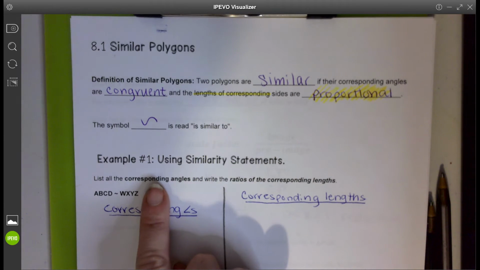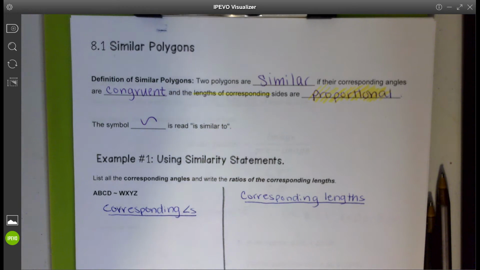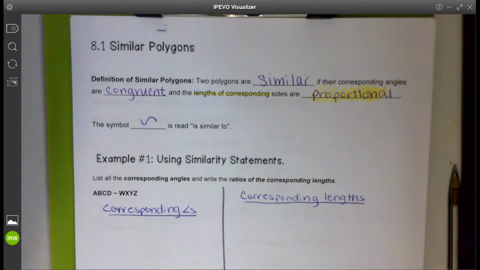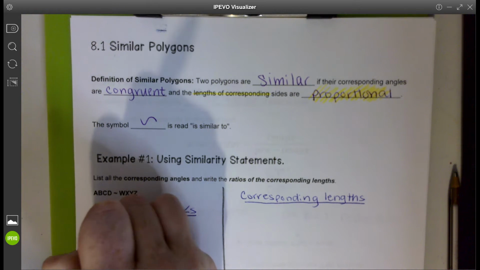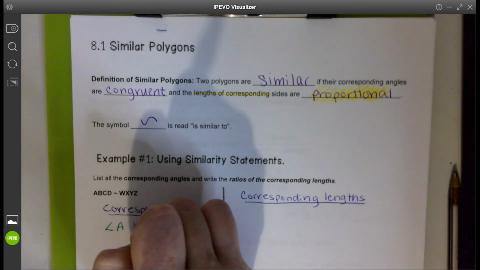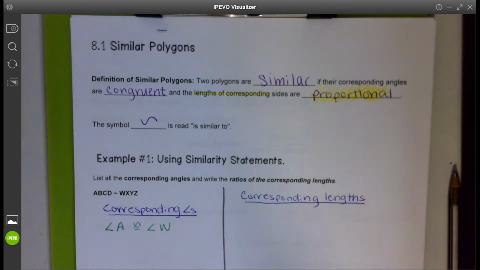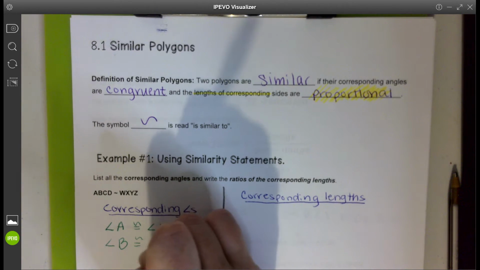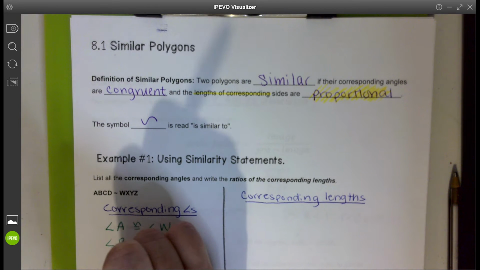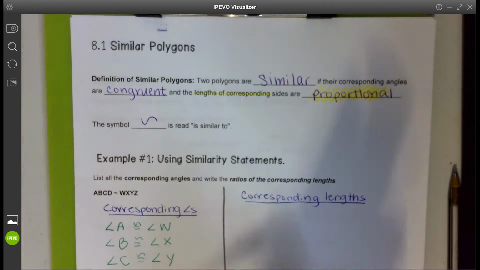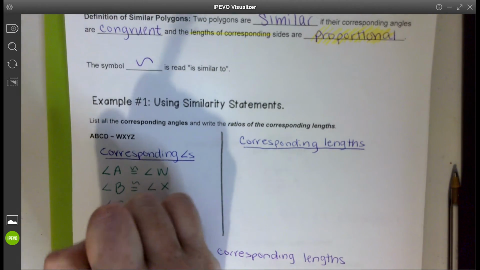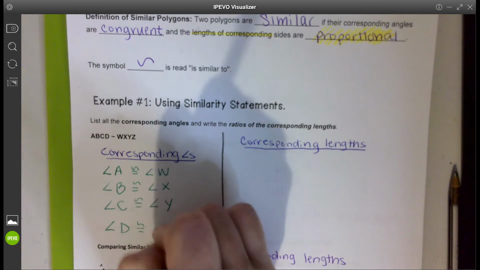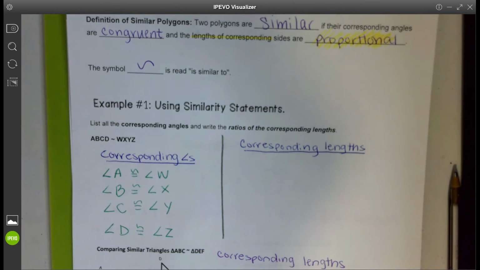So we're going to start with corresponding angles. This is something we've done before, so we're just matching part for part. So here I can say angle A is congruent to angle W. They're both in the first position of the names, so they should match. So that means I'm going to follow with angle B congruent to angle X, angle C congruent to angle Y, and angle D congruent to angle Z. Again, you should be able to read that statement without a picture.